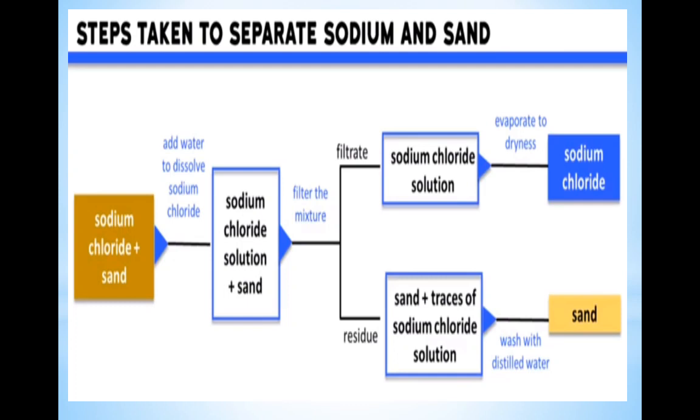Steps taken to separate sodium chloride and sand. When we have a mixture of sodium chloride plus sand, firstly we'll add water to dissolve sodium chloride. Then we'll filter the mixture. In the filtrate we'll have sodium chloride, and in the residue we'll have sand and some traces of sodium chloride solution. The filtrate, which is sodium chloride, we'll evaporate to dryness and we'll get sodium chloride. And the sand, we'll wash it with distilled water, as it is mixed with some sodium chloride solution as well.